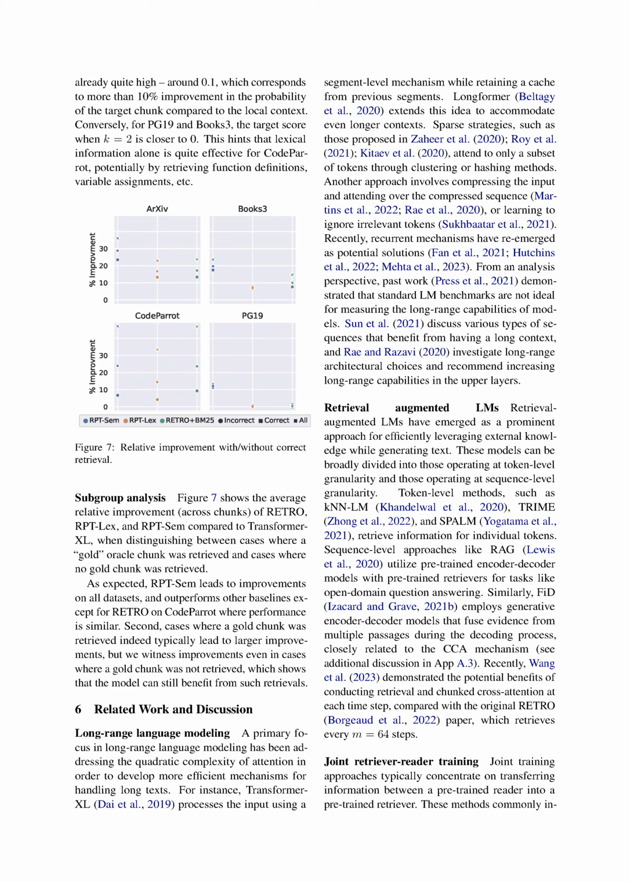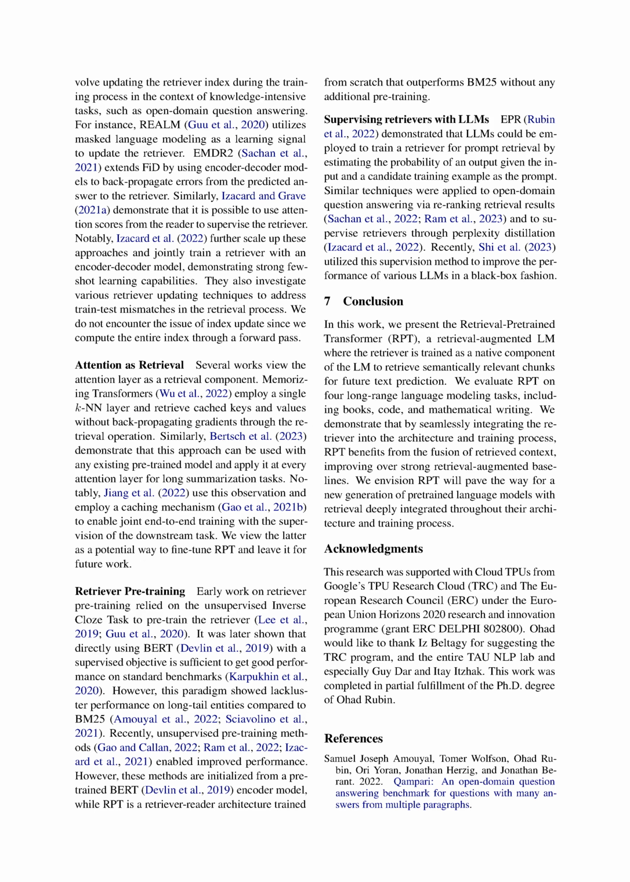A recent advancement has shown the potential benefits of carrying out retrieval and chunked cross-attention at each step. This is a departure from the original Retro paper's approach, which conducts retrieval every 64 steps. Next, let's discuss joint retriever-reader training. Joint training methods primarily focus on transferring information from a pre-trained reader to a pre-trained retriever. These strategies often involve updating the retriever's index during training in knowledge-intensive tasks, such as open-domain question answering. For example, Realm uses masked language modeling to refresh the retriever's index.